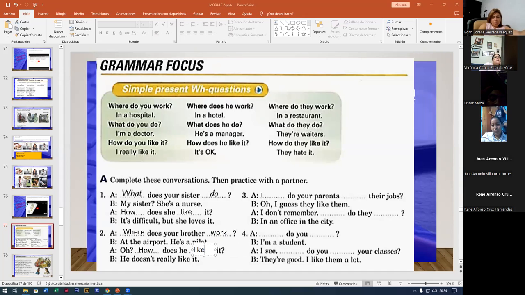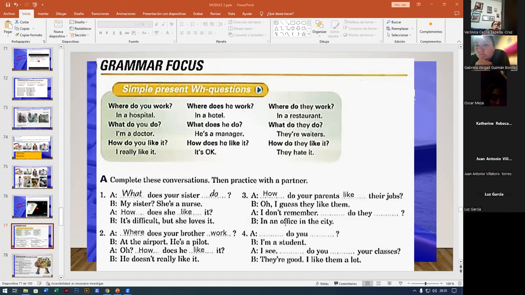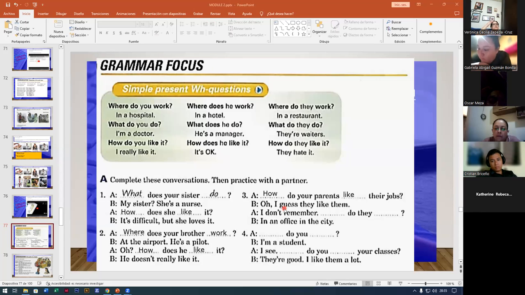What about number three? How do your parents like the job? That's good. Oh, I guess they like them. You see, it's opinion. So that is the structure of the question. How do your parents like their jobs? Nice. Oh, I guess they like them. What is guess? What do you think is guess? Quizás. Similar. Yeah. Sospecho. Guess is like, or suppose, supongo que les gusta. So I guess, I suppose they like it. Yeah, very good. The next one, I don't remember.